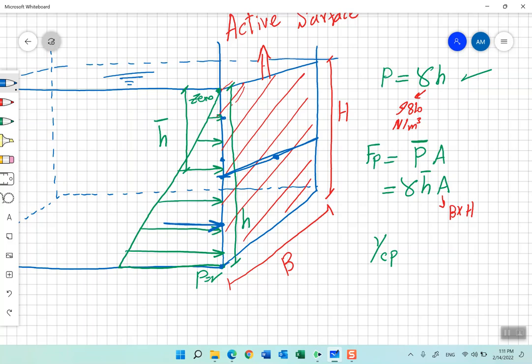Exactly. I can get that from two equations. The first one is by knowing the centroid of the triangle, which is 1/3 the height, or 2/3 the height from the top point. This is the way that you can do it without even having this course. But because you are studying fluid mechanics, we will show you how to get that both mathematically and experimentally.